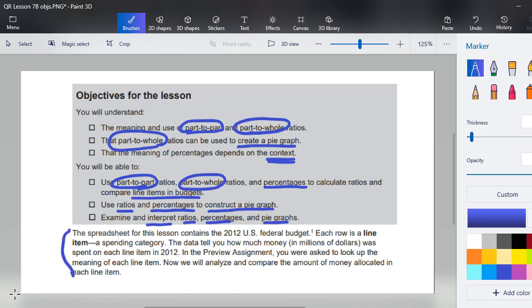The spreadsheet for this lesson contains the 2012 United States federal budget. Each row is a line item. A line item is a spending category. The data tell you how much money in millions of dollars was spent on each line item in 2012. In the previous assignment, you were asked to look up the meaning of each line item, and now we're going to analyze and compare the amount of money allocated in each line item. So if you have not hit pause yet, go ahead and hit pause. You could do questions 2 all the way through 7, but at least do questions 2 through 4, and then come back and we'll do these together.